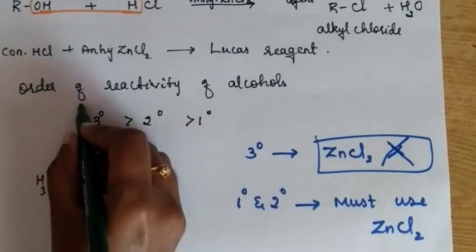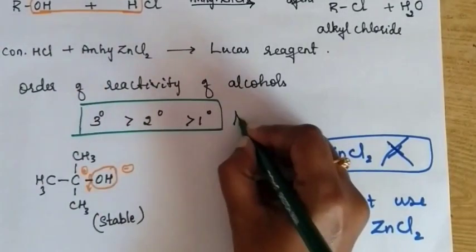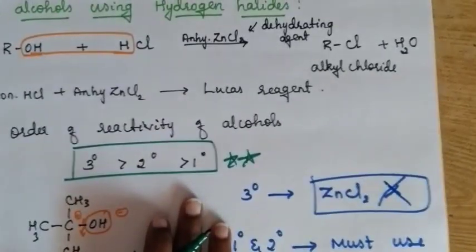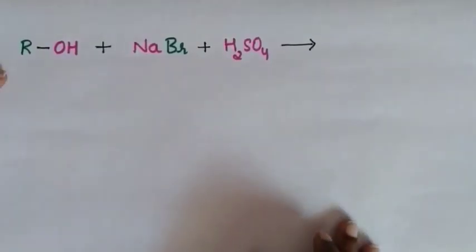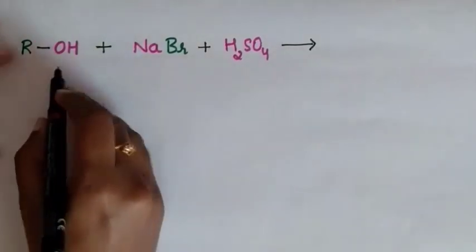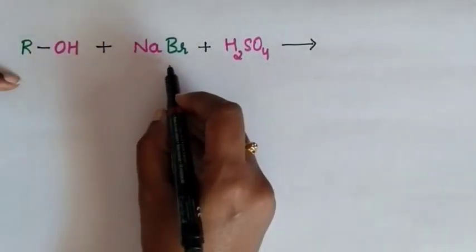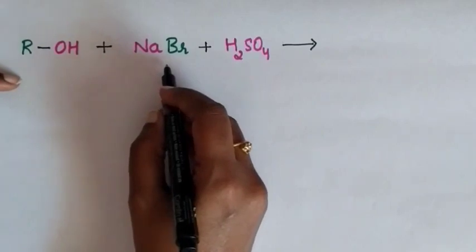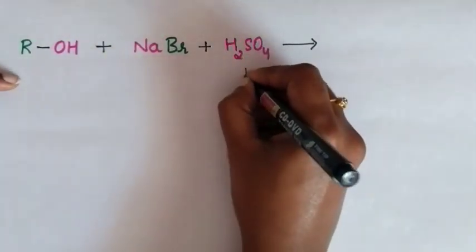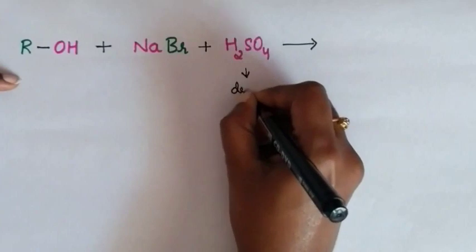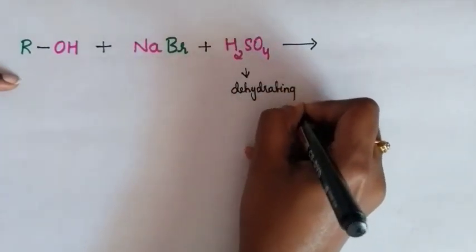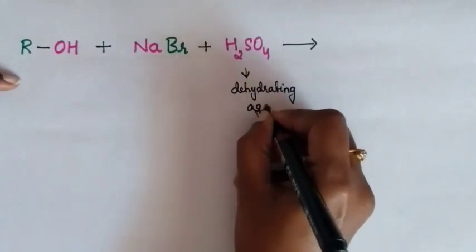This order of reactivity of alcohol is very important. You need to remember this. One more method of preparing haloalkane is by using alcohol with sodium bromide and H2SO4. You can take sodium bromide or also potassium bromide, and this H2SO4, sulfuric acid, is also acting as a dehydrating agent. That means in this process also we are going to remove the water molecule.